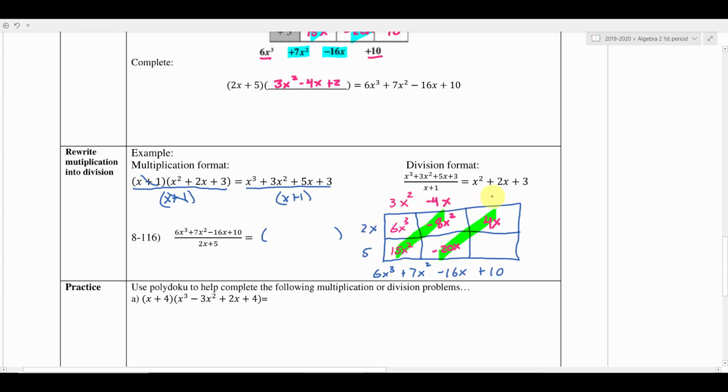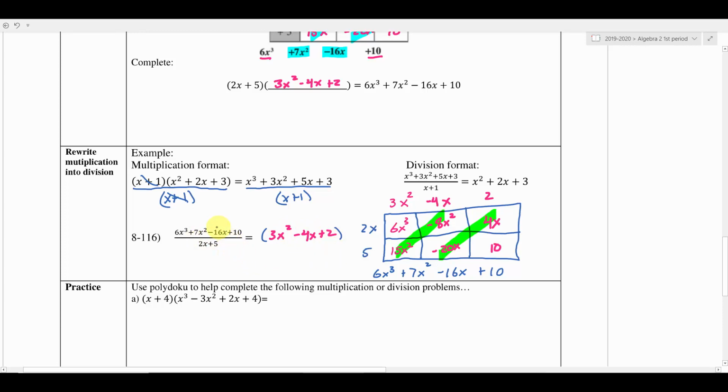So 2x times something gives me 4x. Well, that's got to be a 2. And then 2 times 5 gives me 10, which is perfect because those match up. That's exactly what we needed there. So by working that PolyDoku backwards, we figured out what piece goes here. So we do 3x squared minus 4x plus 2.